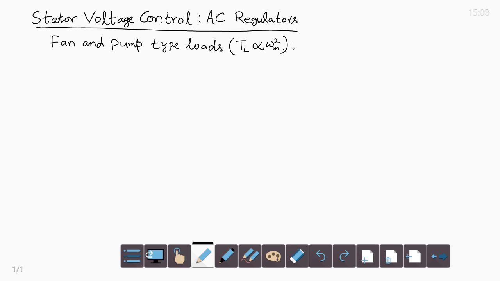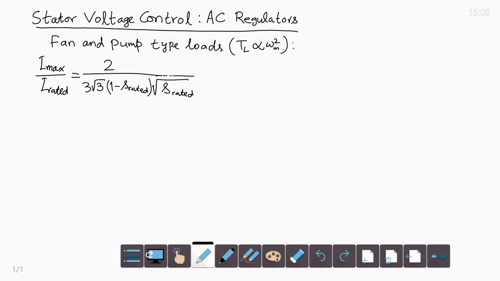So, we have already obtained the ratio of the maximum current to rated current, given as 2 divided by 3 into root 3, into (1 minus S rated) into root over of S rated. This expression is derived previously. So, we will start from here.